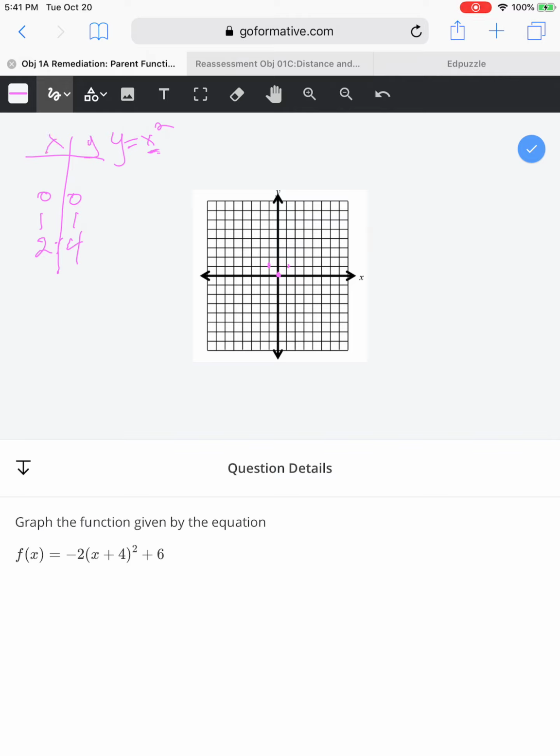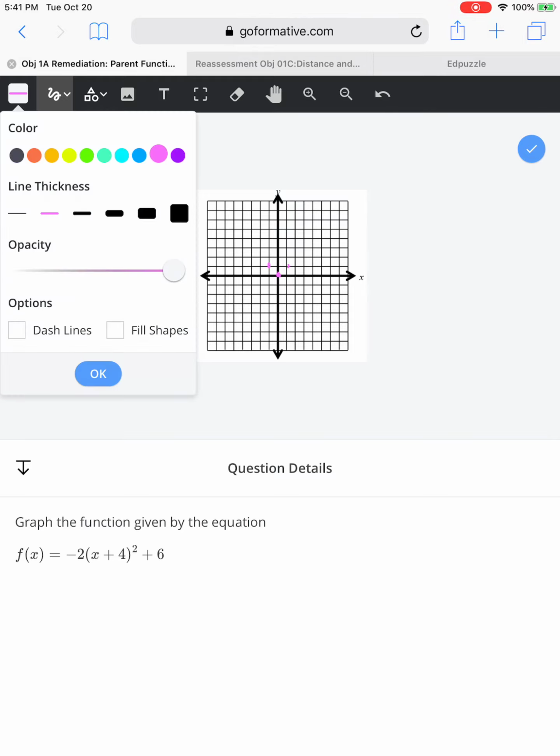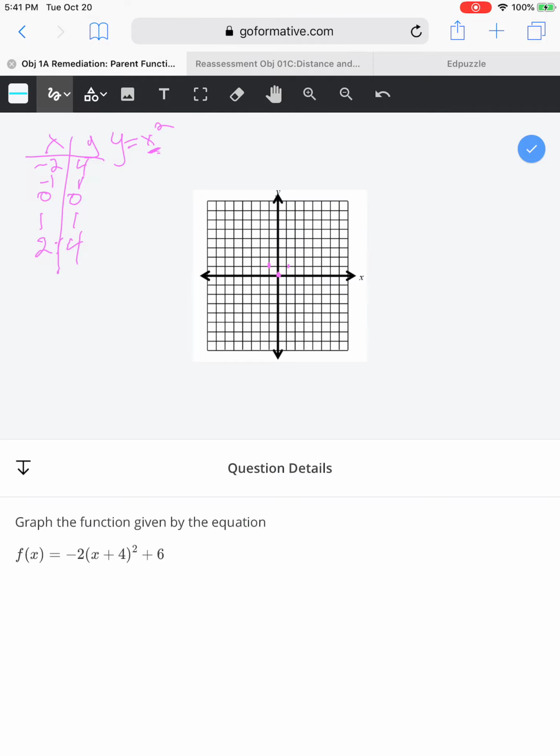I'm putting input and output. I put -1 in for x, -1 squared is +1. I put -2 in for x, and I get 4. So I have my nice little table right there, and so that's where my parent function is, just to give you an idea. And we'll find quicker ways to graph quadratics. So there's my original function.